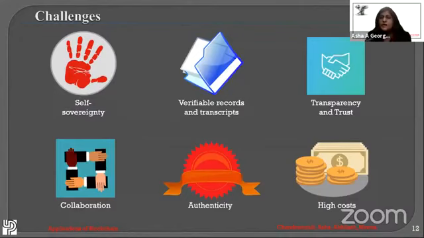Also, with people moving out of countries for job prospects, etc., they need verifiable records. And there is no transparency, there has to be trust. So in order to meet all these challenges of the education industry, blockchain plays a key role.